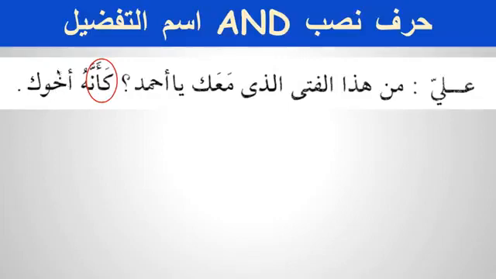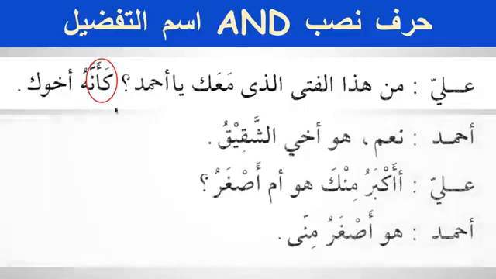If you see, akhu is min asma'ul khamsa, that's why the sign of marfu is al-waw, and wa huwa mudaf, and ka is mudaf ilayhi. It looks as if he is your brother. And Ahmad says, Na'am, huwa akhi ash-shaqiqu. Again, a good example of understanding badal here. He is my brother. Akhu plus ya mutakallim is mudaf ilayhi. Ash-shaqiqu is the word which is badal for akhi.